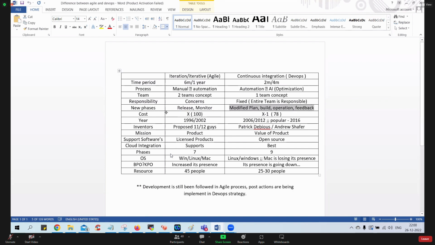That we'll see tomorrow. Cost is definitely lower here. Imagine 100 rupees if you spend in Agile, the cost is trending around 78 rupees. That is also a very important point, guys. A project, if you operate in Agile, let's say you have to spend 100 crore, and the same project you operate in DevOps, it will cost you 78 crore. So what is the benefit for the company there? Who is benefiting, guys? Is it you or the company?